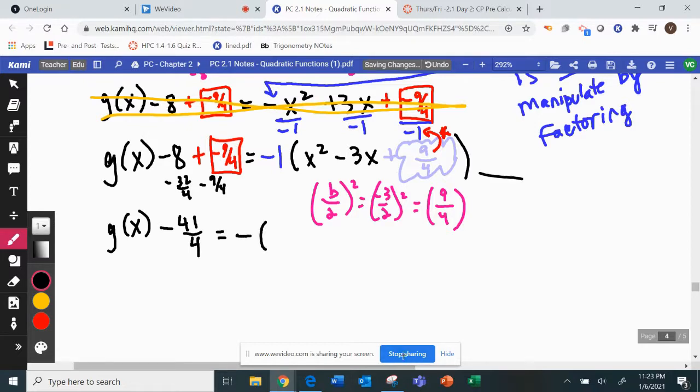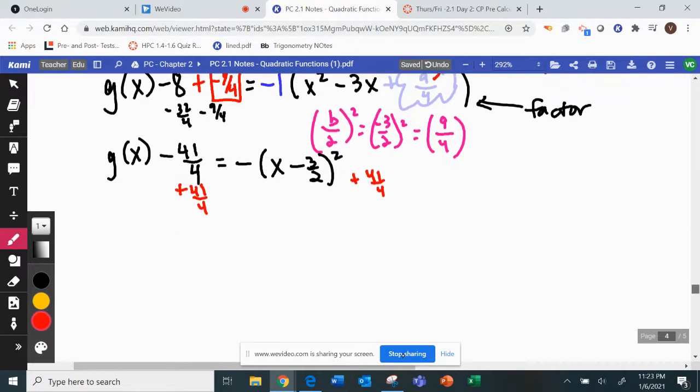And then I get to factor, because it's a perfect square. I'm going to factor this. It's going to be x, and then whatever was in here before squaring it goes right here, minus 3/2 squared. And then finally, I'm going to add 41/4 to both sides. And we will have our equation in vertex form.